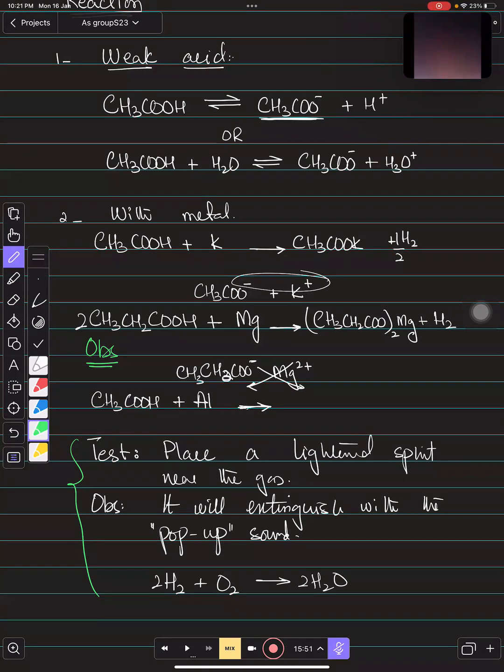Yes, that's the perfect answer. Bubbles of colorless gas. But I just want you to write, instead of bubbles, colorless gas fizzes. There is a difference between bubbles and fizzing, okay?